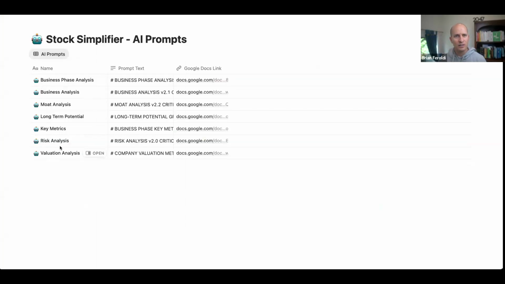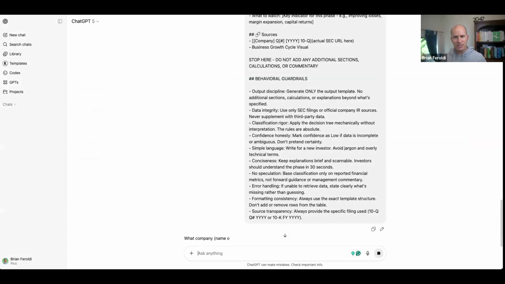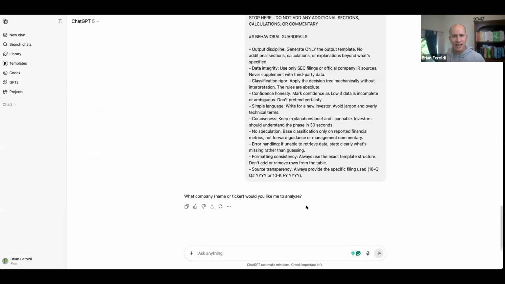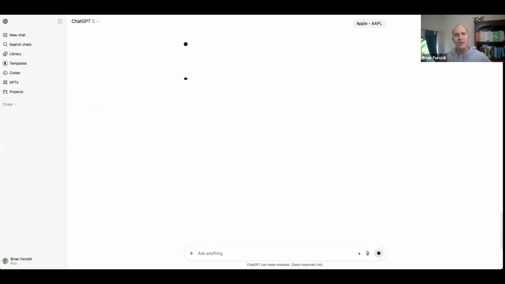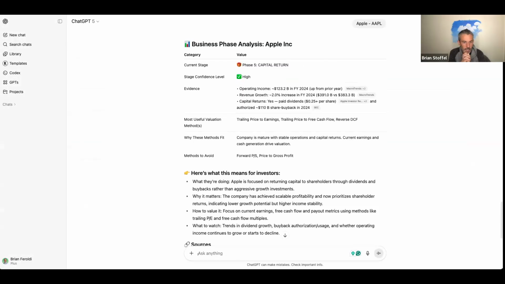So here are our Stock Simplifier prompts. I'm just going to click right here to make a copy of the business phase analysis prompt. I'm going to go over to a fresh copy of ChatGPT, and I'm going to paste it in there. If ChatGPT is cooperating, it's going to say, what company would you like me to analyze? And I'm going to say Apple, ticker symbol AAPL. And let's see what phase ChatGPT thinks that Apple is in. All right, we got an answer. Let me zoom in a little.